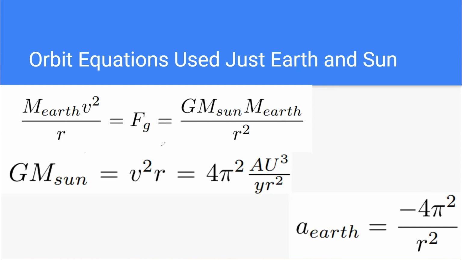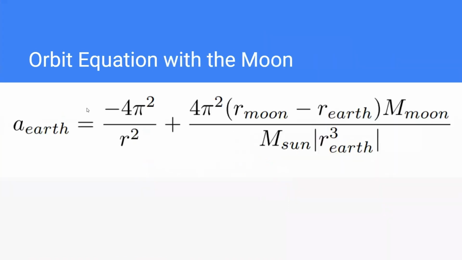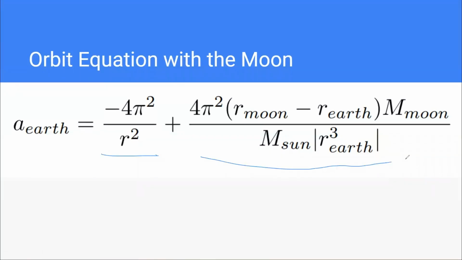Now what we need to do is add the complication of the moon. So next slide, we have the orbit equation with the moon. As you can see here, we have two terms. We have this term and this term. This first term is the one that we discussed last time, very similar with the astronomical unit substitution. Now, this term over here deals with the additional gravitational force that the moon has on the Earth, or in reverse terms, that the Earth has on the moon in its orbit.